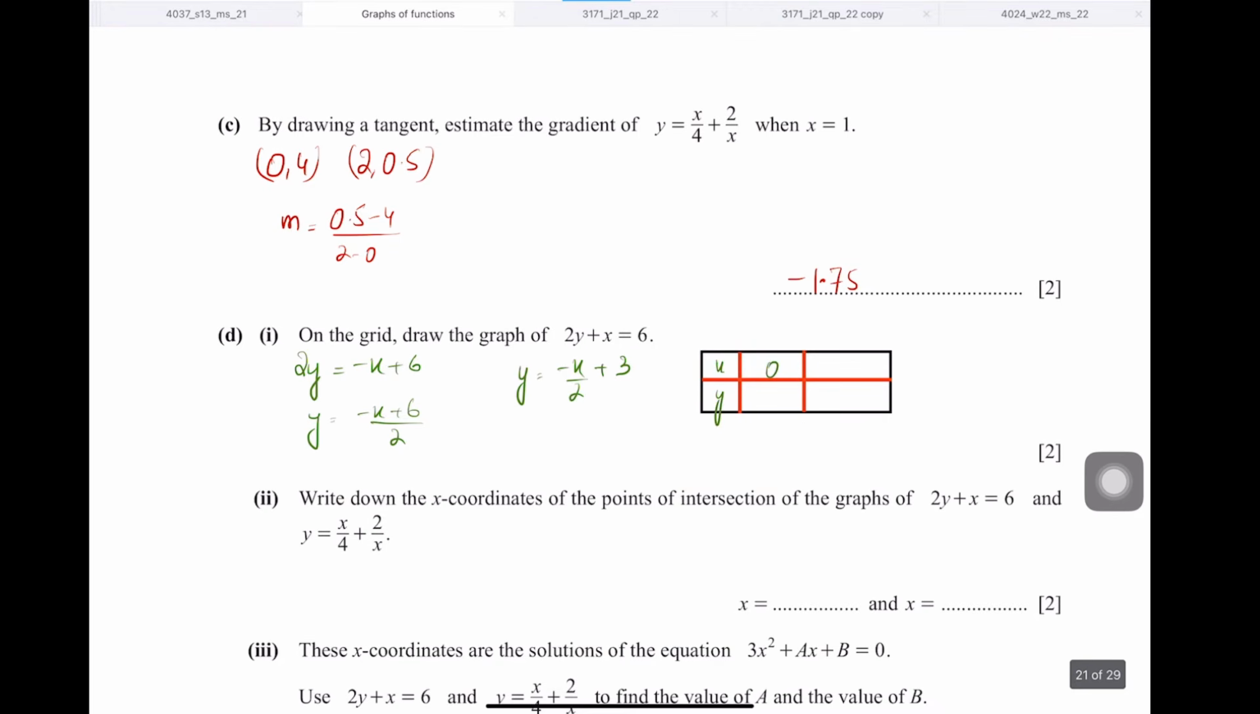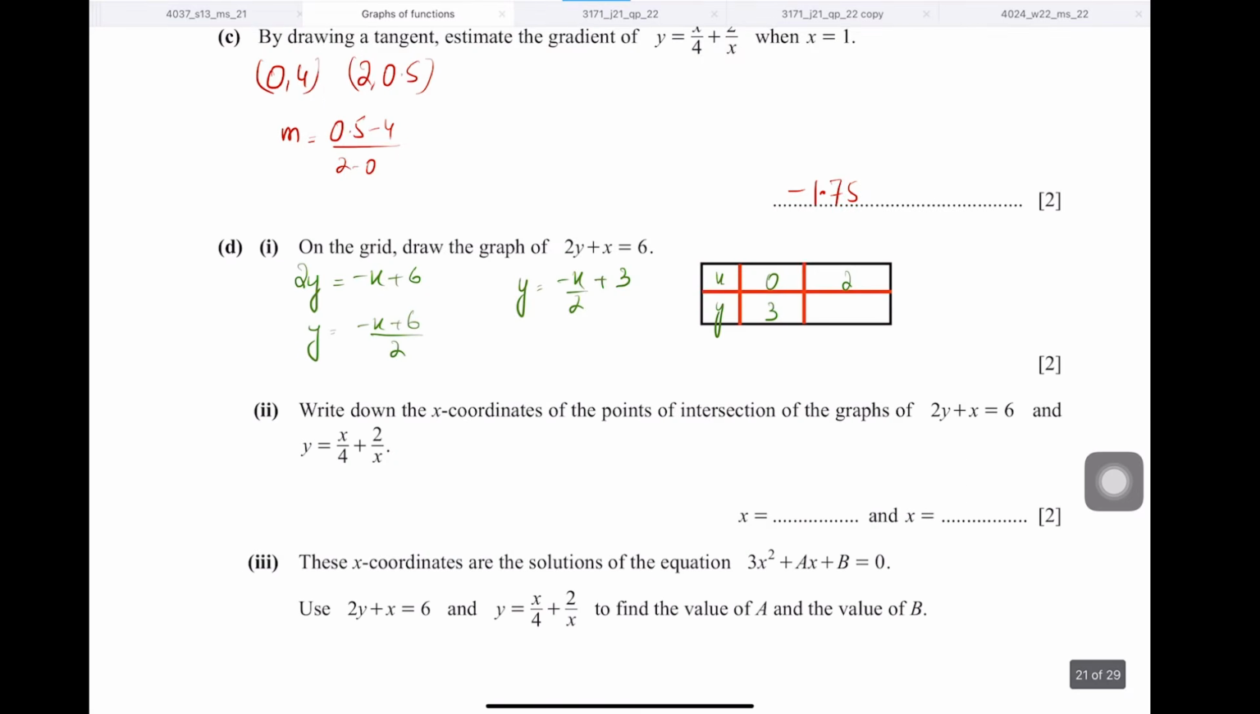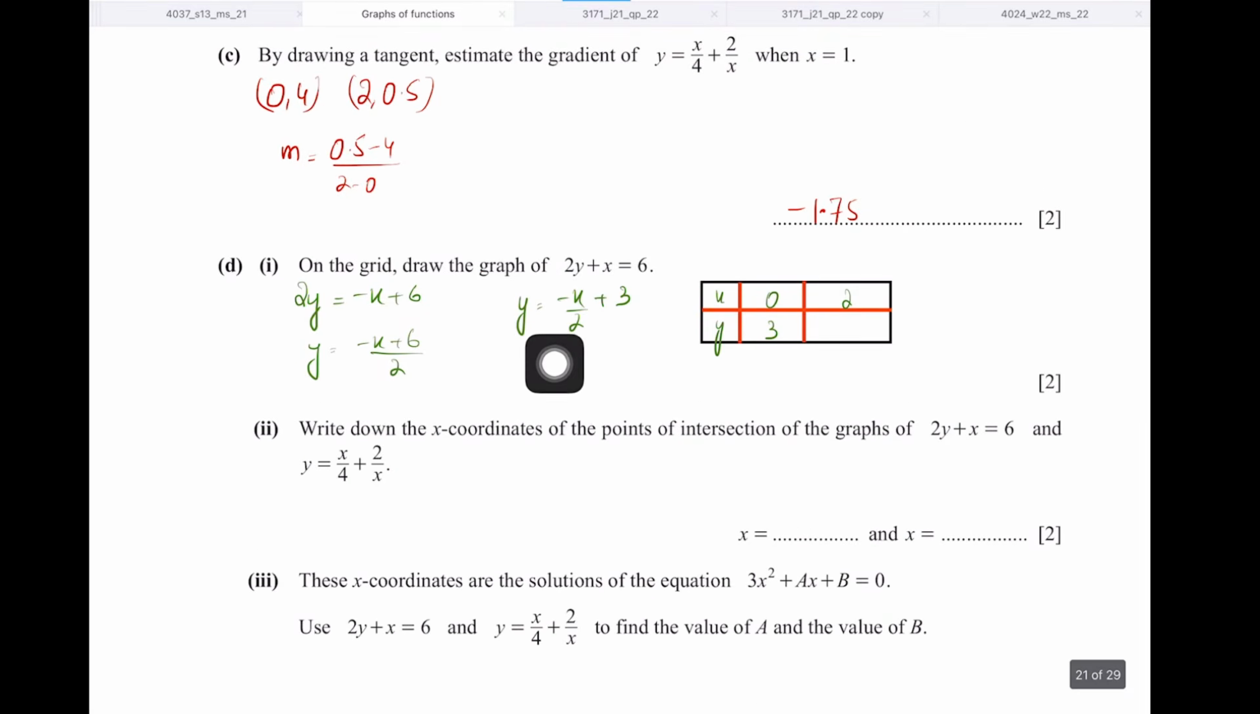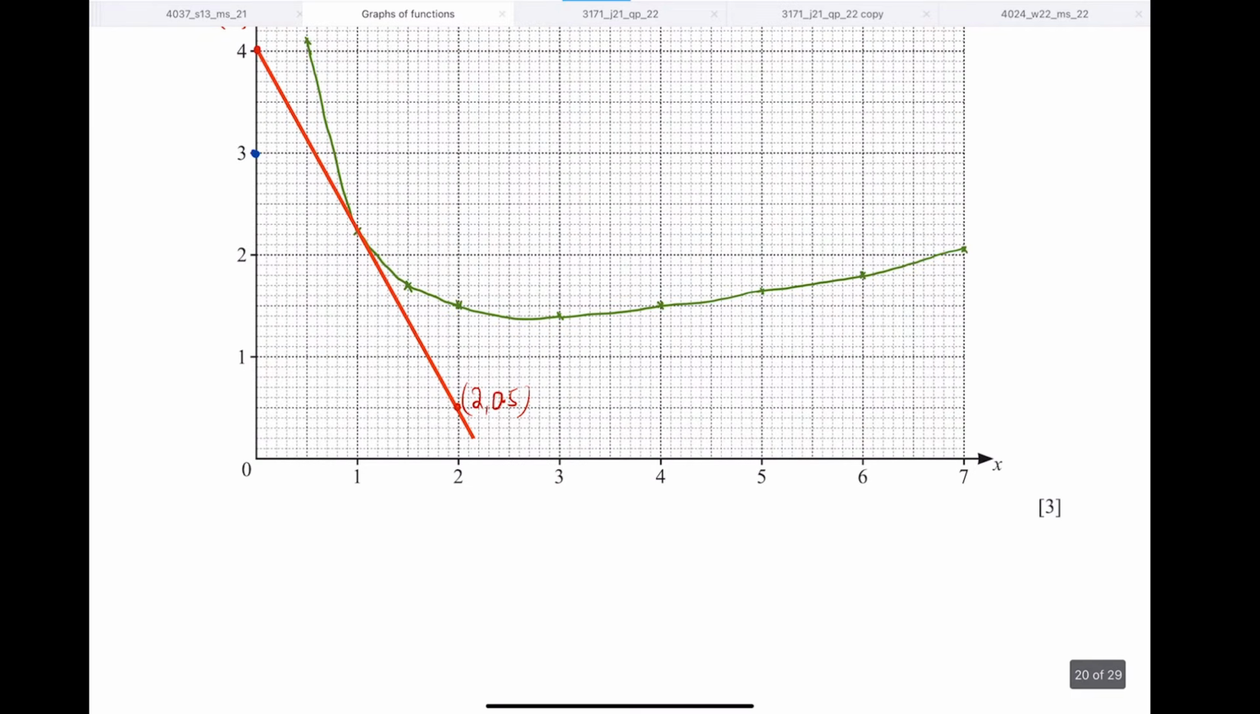I'll just plug in 0 and 2. If you plug in 0, you get 3. Let's see if we have room for that. Yeah, 0, 3. So I'll do this with a different color. That's over here. And then if I plug in 2, so minus 2 upon 2 is minus 1. And minus 1 plus 3 is 2. So 2, 2. There you go.